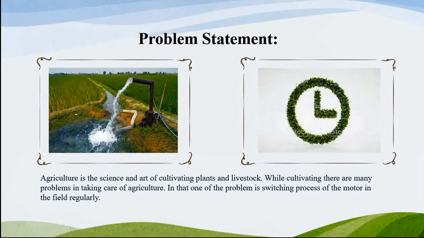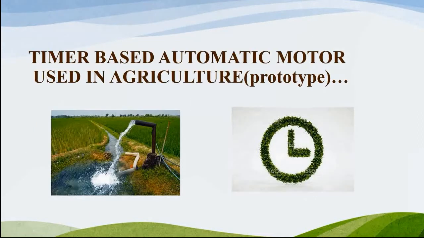So to reduce the work of a human returning to the field to switch off the motor, and to avoid supplying excess water to the crops, this project helps the farmer by switching the motor effectively based on fixed timings. To overcome the problem, we are going to introduce a timer between the switch and the motor. Our project is a timer-based automatic motor used in agriculture.